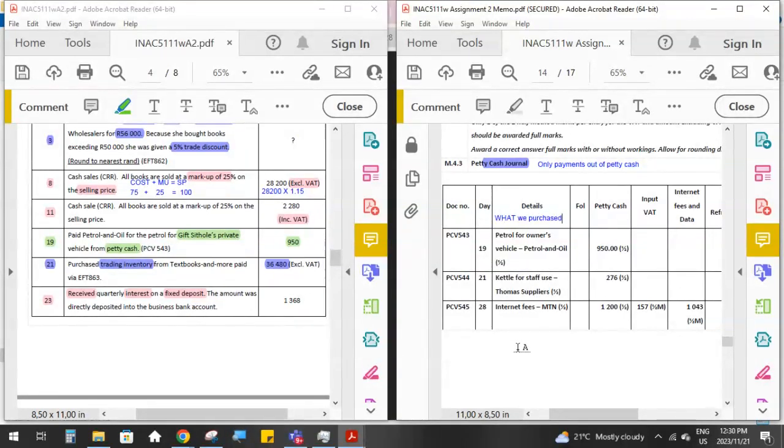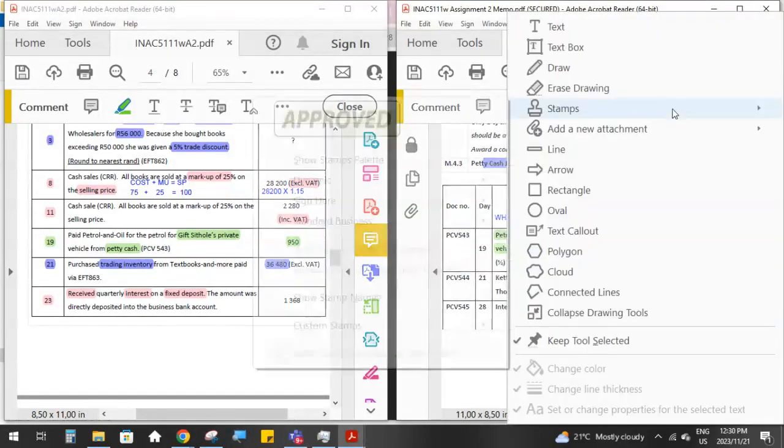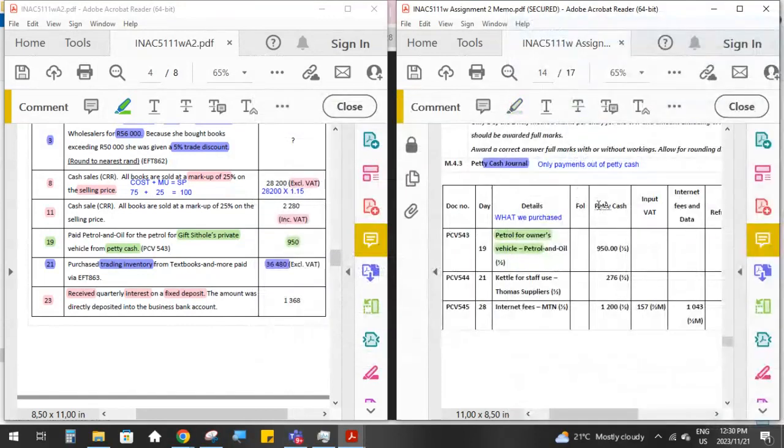Okay, not who did we pay the money to, but what did we buy. So we write there petrol for Gift's vehicle. This is also going to be petty cash, again, like the cash book payments. Your main column will be including VAT.